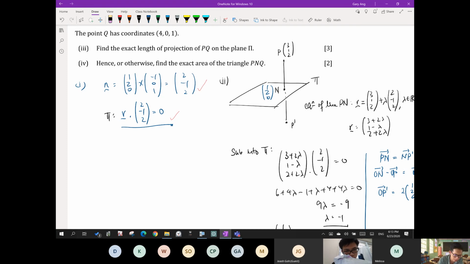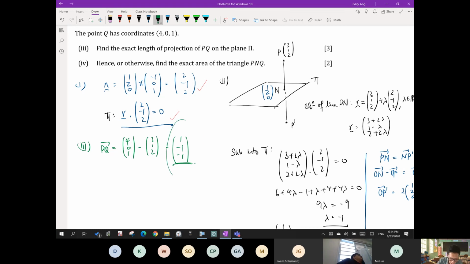So when they start thinking about that formula, I need to have something dot something cap, then they think, oh, pretty obvious, I need my PQ, which is not too far off. My PQ is OQ minus OP. Where's my P now? P is there, (3, 1, 2), correct? So I'm going to get (1, -1, 1). What kind of rubbish number is this? But anyway, I'm going to use this to dot something, correct?